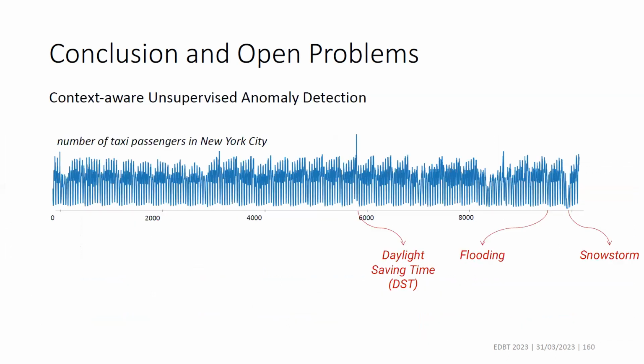So now about open problems. I said in the introduction that what we define as an anomaly is a rare event, something like a daylight change, flooding, or a snowstorm. These are real anomalies. So one question is, what do we do with this? This is clearly an anomaly for the algorithm that takes the time series, but it is not for a human. This is Christmas. So one question is, how can we do context-aware unsupervised anomaly detection?